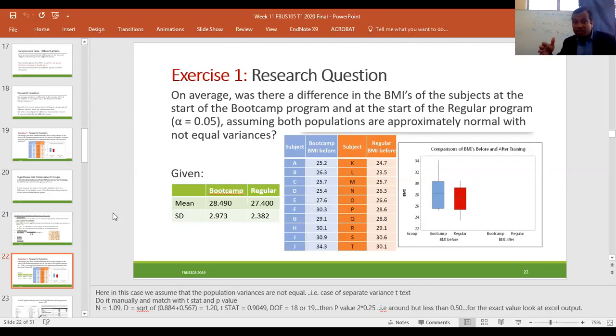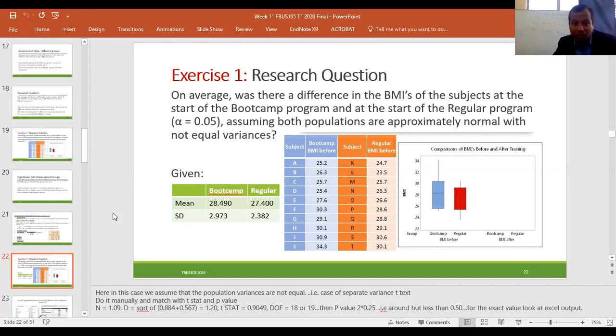And what is given to you? The sample statistics for all 20. You see here, all 20: A to J, BMI before for the boot camp, K to T, BMI before for the regular group. So for all 20 participants, all the data is given. I mean to say the before. And we are trying to say, is there any difference between these two groups before the training program?